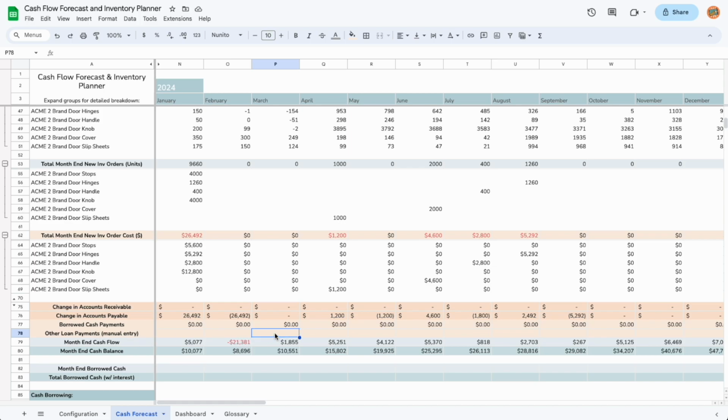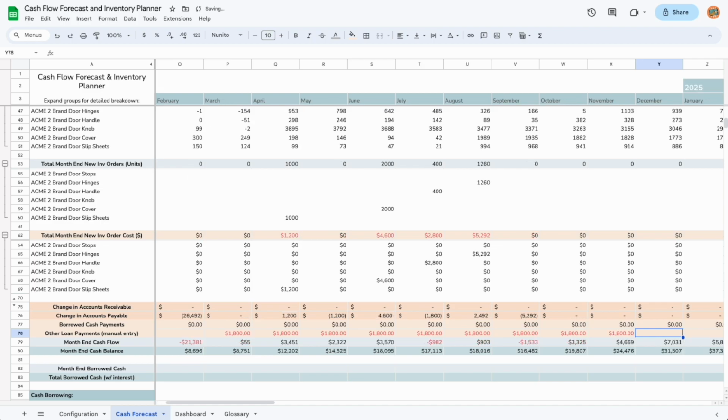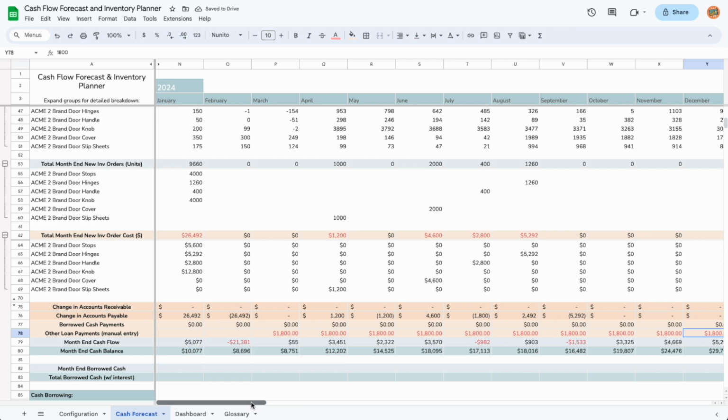Now, I'm not going to go through the math, but let's just say that the loan payments on a loan like that is $1,800 and you've borrowed it for an 18-month term. You would then take that amount and you would just simply paste it out across every single month until you've covered your total term length, however long that may be, whether that's 18 months, 24 months, etc.